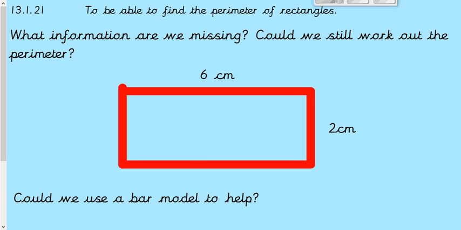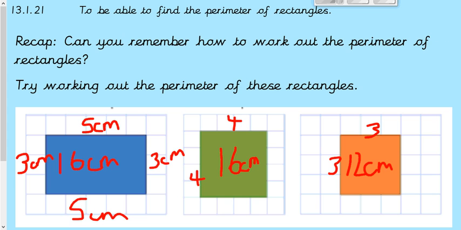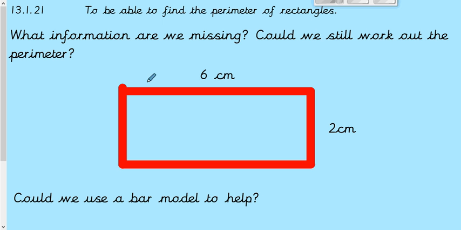We're going to move on today to using the knowledge from yesterday, working out the missing numbers and how we could still work out perimeters even if we don't have a grid. So these ones we have a grid on, so it's quite easy to work out. However, sometimes you won't always have a grid to work out the perimeter of a rectangle. So that's what we're going to look at today.